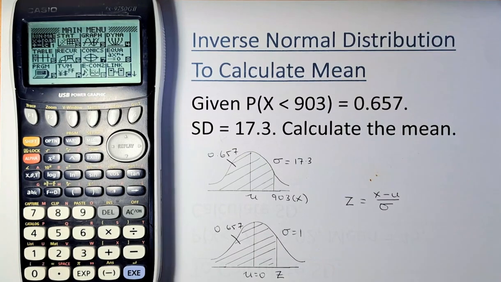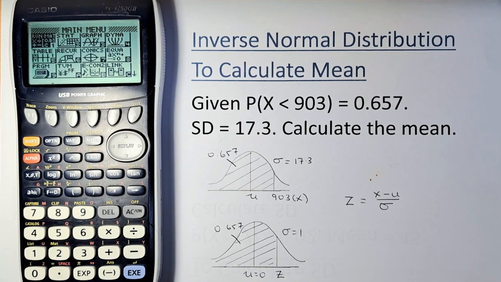Good day. We are going to use the graphic calculator to use the inverse normal distribution to calculate the mean and standard deviation. First, we are going to calculate the mean. So the question is, given that the probability of x is less than 903 is equal to 0.657 and the standard deviation is given by 17.3, we are going to calculate the mean.